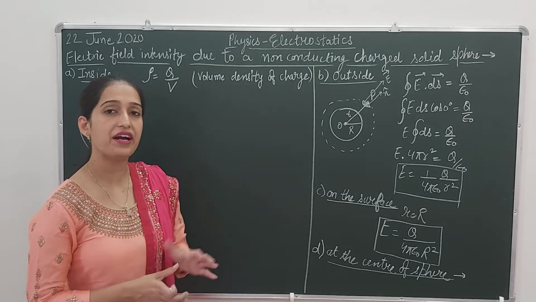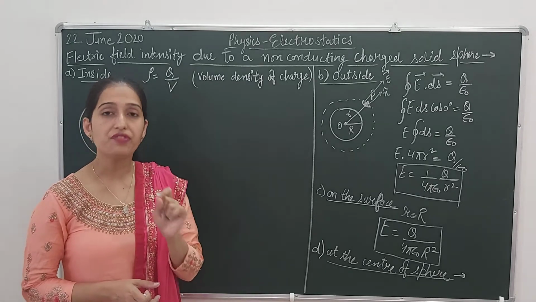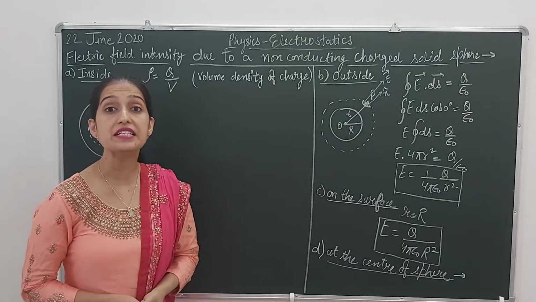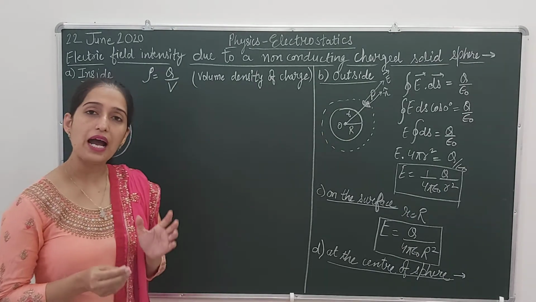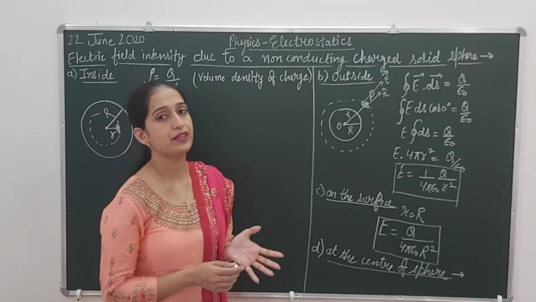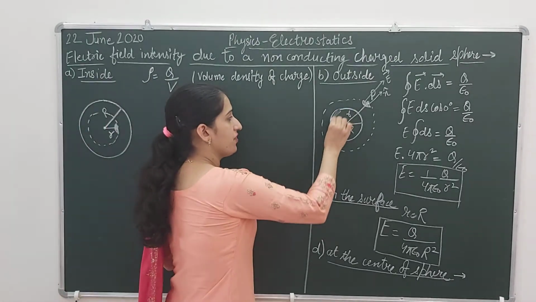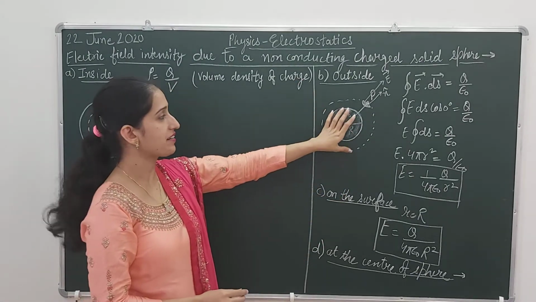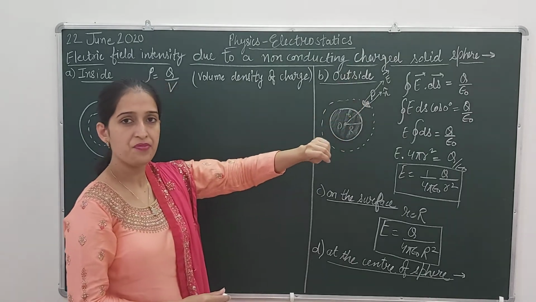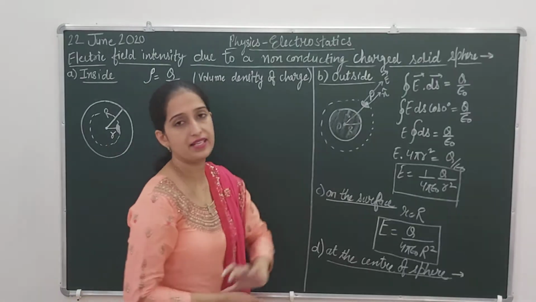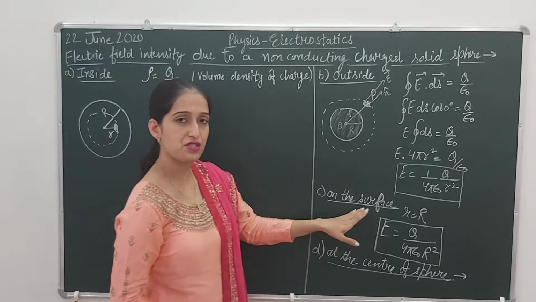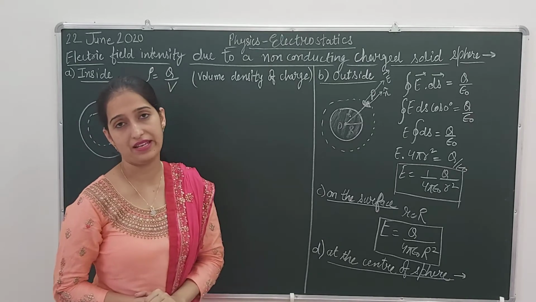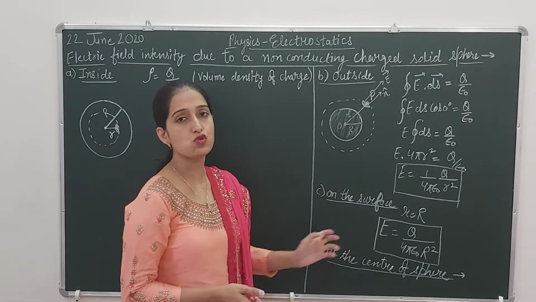In the previous class we found it for the uniformly charged spherical shell. Today we will find it for a solid sphere. If you have listened to that video carefully, then you know that for the first two cases, the electric field intensity outside the shell will be the same for outside the solid sphere. At the surface, it will be the same as we have already discussed for the spherical shell. So first we will discuss these two cases.